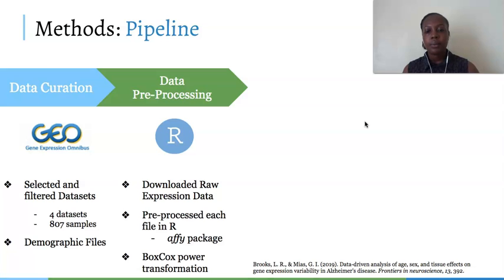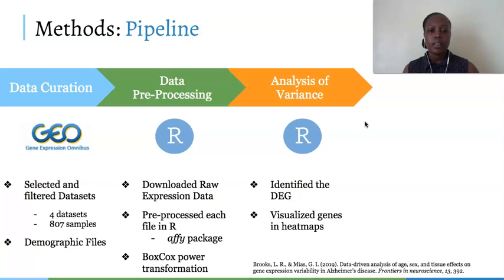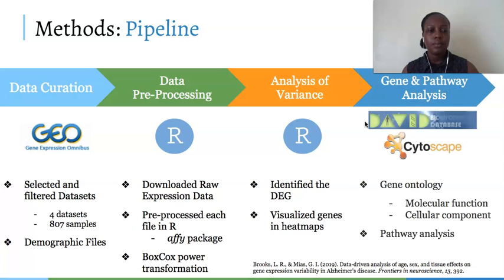Then we downloaded and pre-processed that data in R. And then we conducted our analysis of variance, and that's where we were able to identify the differentially expressed genes. Then we conducted a few gene and pathway analyses, which helped us get a better understanding of the functions and cellular components that are associated with these differentially expressed genes.